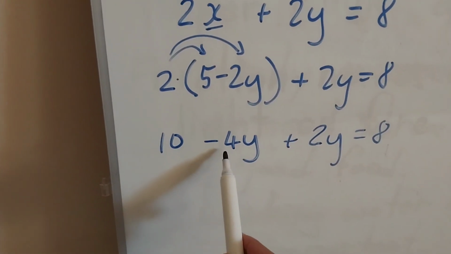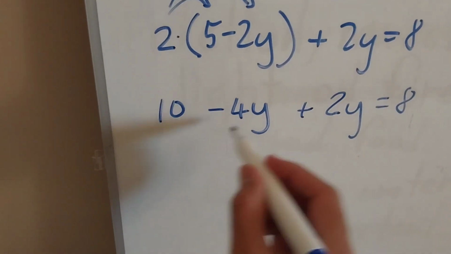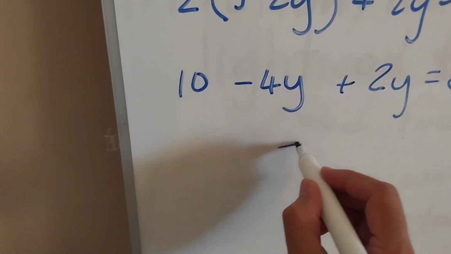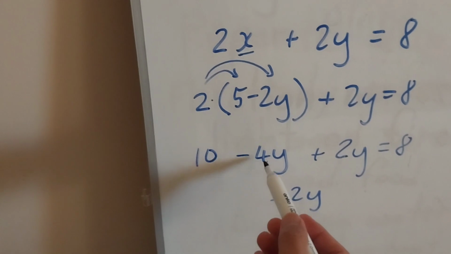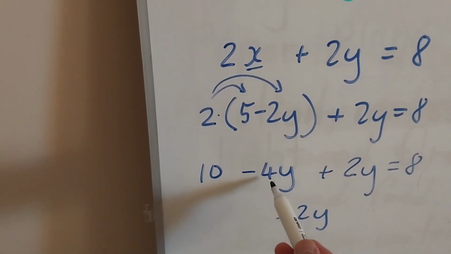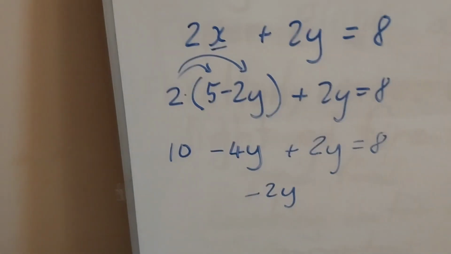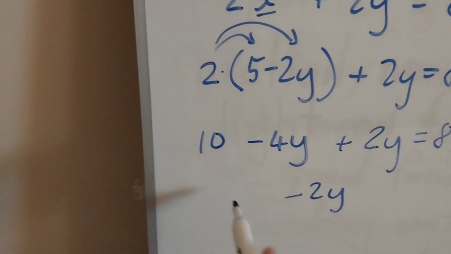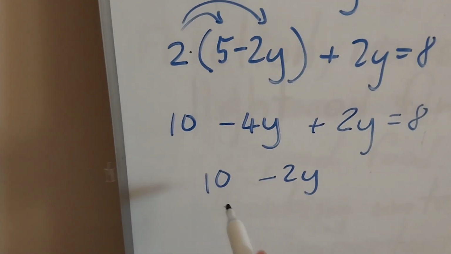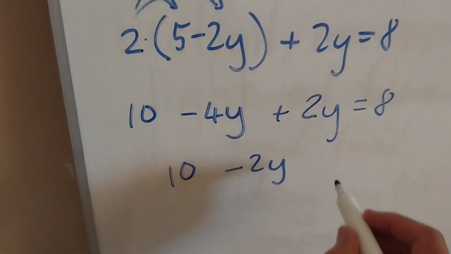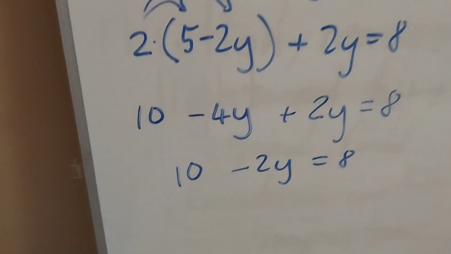Now, negative 4y plus 2y. When we solve that, we get minus 2y, just like negative 4 plus 2 is minus 2. So negative 4y plus 2y is equal to negative 2y. And not forgetting this 10 over here. So we've reduced our equation to 10 minus 2y is equal to 8.